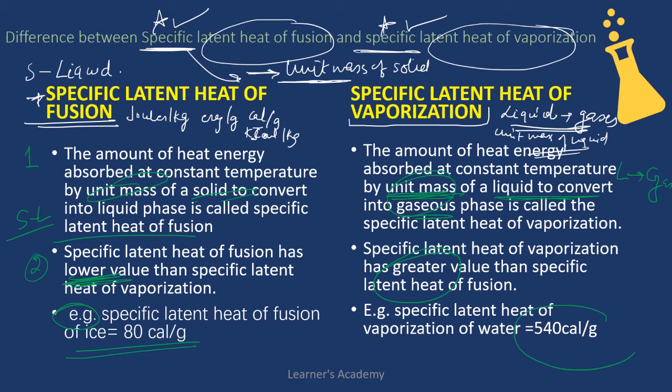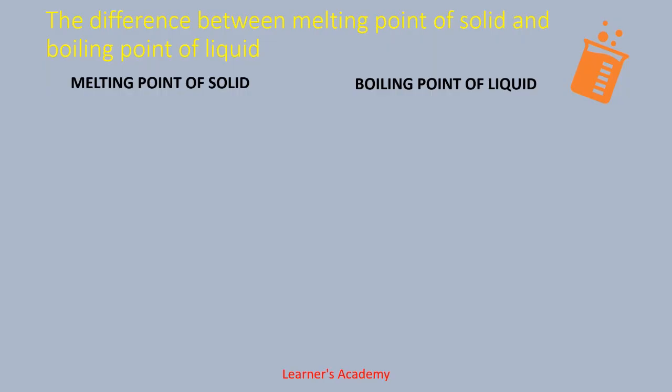So that was all about the difference between specific latent heat of fusion and specific latent heat of vaporization. Now the difference between melting point of a solid and boiling point of a liquid. Melting point of a solid is always lesser than the boiling point of a liquid, because a solid first melts into a liquid, and the liquid then converts into a gas. And when a liquid is changed into a gaseous form, it is called boiling point. At that point it starts evaporating.